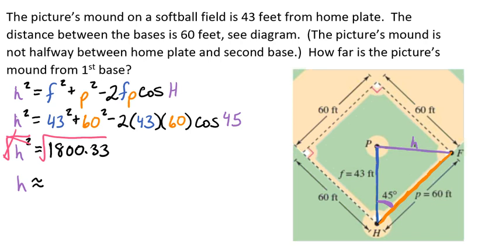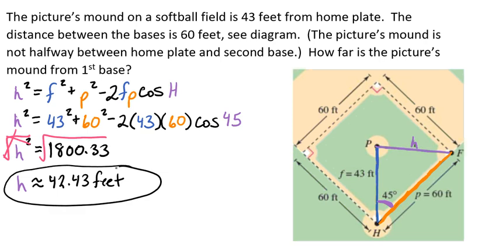So when we take the square root of 1,800.33 hundredths, we're left with approximately 42.43 feet. And so now we know that the distance on a softball field from the pitcher's mound to first base is about 42.5 feet, just under that rather. And so we're done. We've answered our question. We're finished.